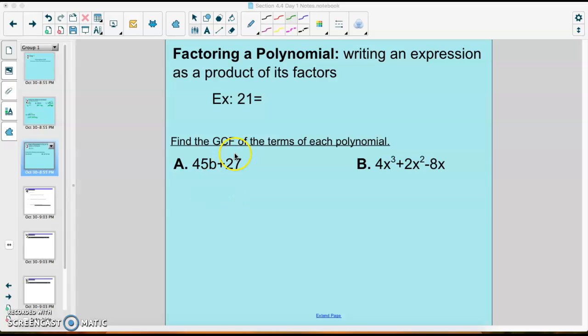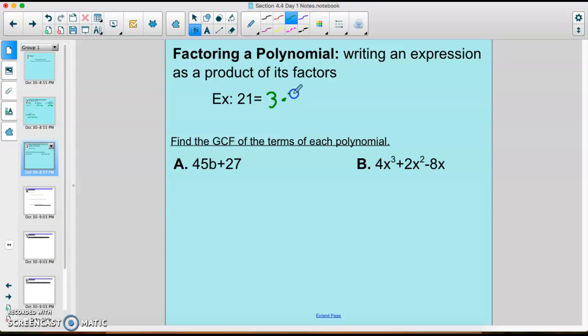Alright, on this one, now when we factor a polynomial, that just means we're writing the expression as a product of its factors. And so to start out with, instead of writing 21, we could write the numbers that multiply to 21. We could write 3 times 7. All right, now when we find the greatest common factor, that means that we're going to find the biggest number that can be divided evenly into both numbers.